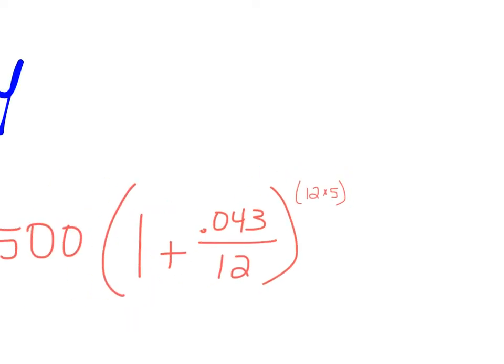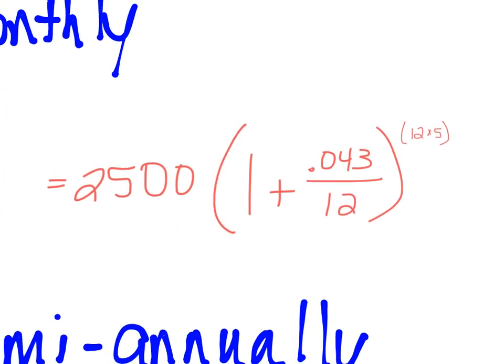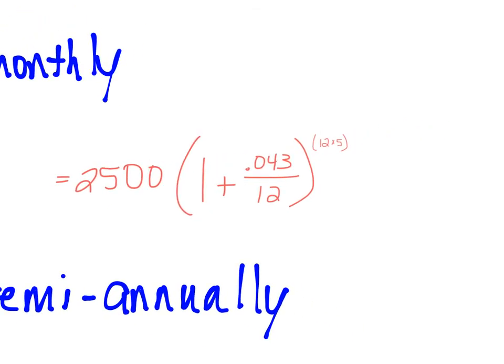Now, this is where it gets tricky if you don't know how to do this in your calculator. If you want to go ahead and say 12 times 5 is 60, that's fine. But you need to literally put in 2,500, parenthesis, 1 plus. If you have a fraction button on your calculator, hit the fraction button and put 0.043 divided by 12. And then close your parenthesis, and then you have to raise it. When you raise it, you have to put 12 times 5 in parentheses. If you don't, it'll mess it up. Put everything in exactly like you see it.